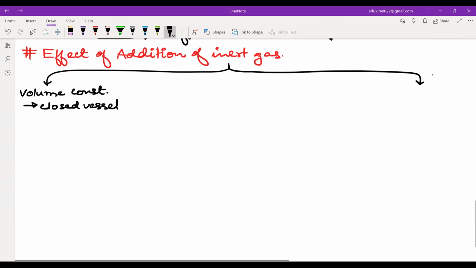If the volume is constant, and I have a box like this, in which there are some reactants and some products, the reaction is already happening, and we have different gases here. Now the equilibrium has been maintained, but in this closed vessel, I'm adding more moles of gases. I'm adding inert gas. Just wait a second.